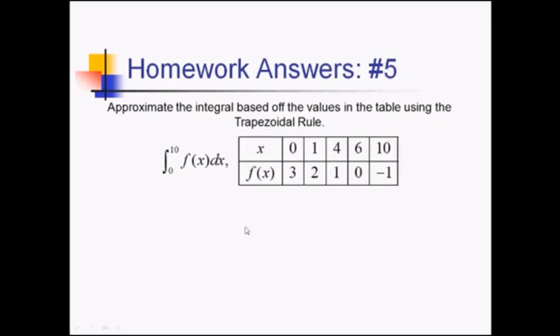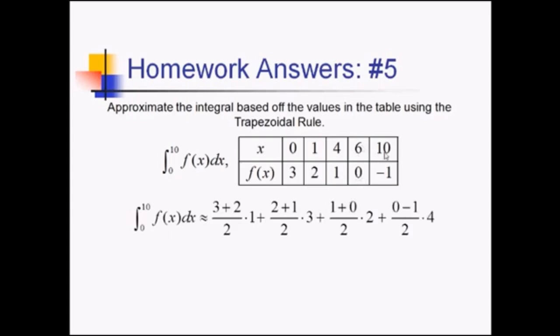For this problem, we're trying to approximate this integral using this table and the trapezoidal rule. So setting up our first trapezoid, we've got 3 plus 2 over 2 times a base of 1. And notice I'm saying approximately equals, not equals, because this is an approximation. Next, we've got 2 plus 1 over 2 times a base of 3 from 1 to 4. And then 1 plus 0 over 2 times a base of 2. And then 0 plus negative 1 over 2 times a base of 4.